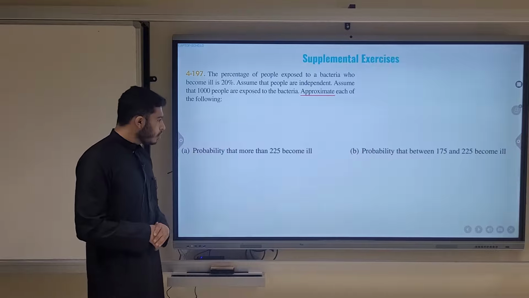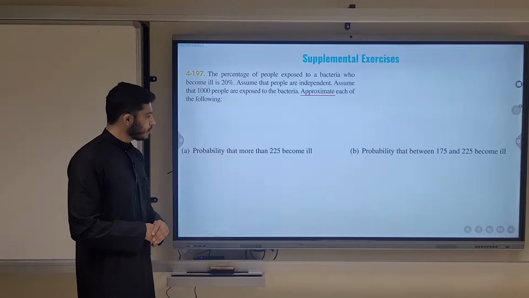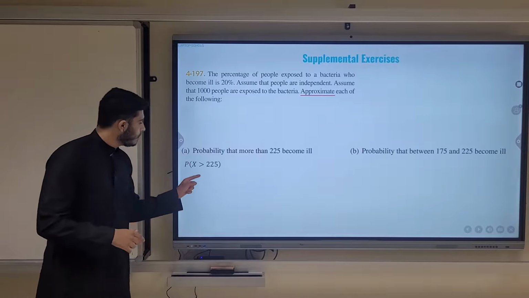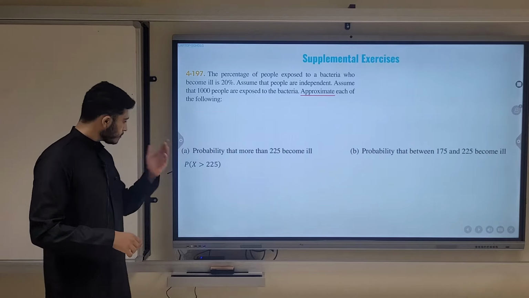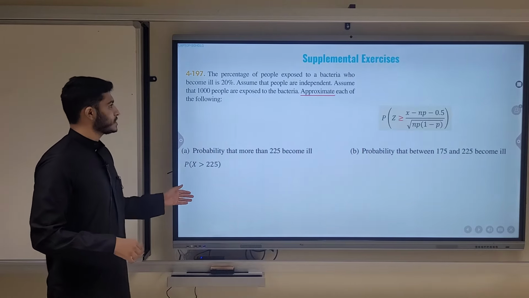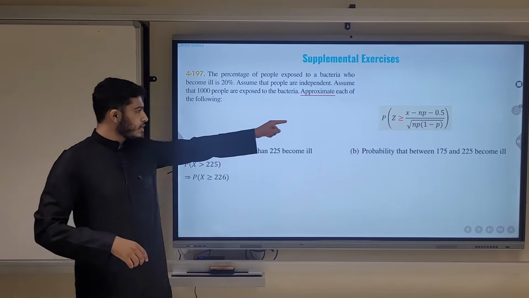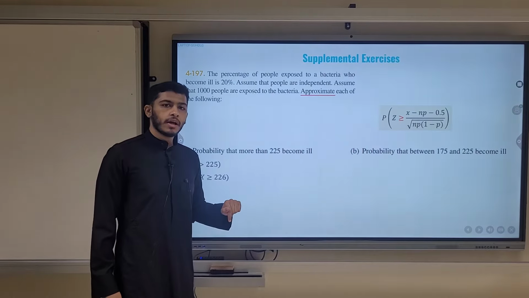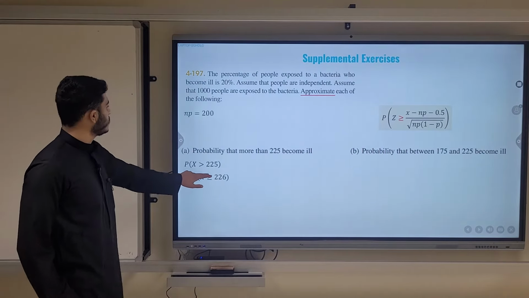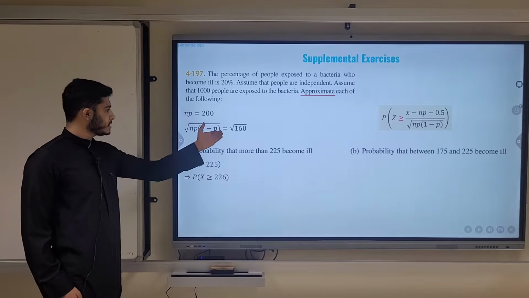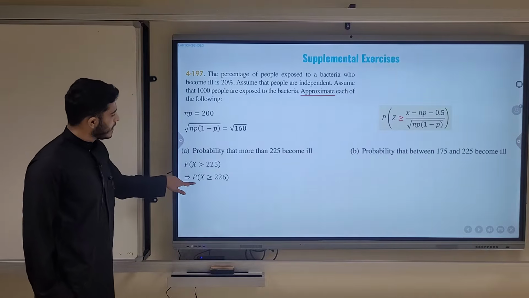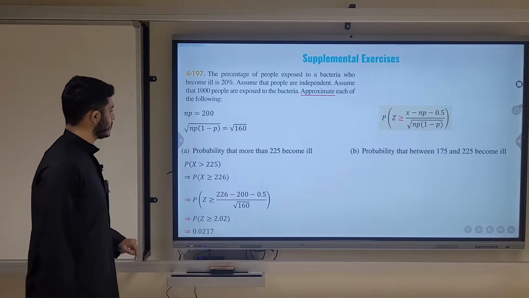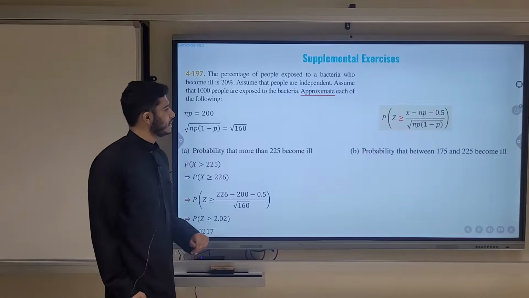So with this in mind, let's read the other part of the question. Probability that more than 225 become ill. Okay, so the probability that x is greater than 225. However, this does not have an equal sign here, so we need to deal with this problem. How? We just increase it by one increment like this, so we can use that formula there. This formula has np, which is the mean for the binomial, over the standard deviation of the binomial. Let's find each one of them. The mean is going to be 200, standard deviation 160. Now just standardize and solve as a normal distribution, and this should be your answer, at least, that's what I think.